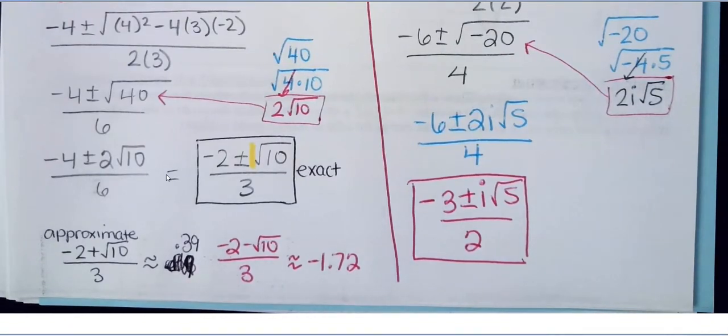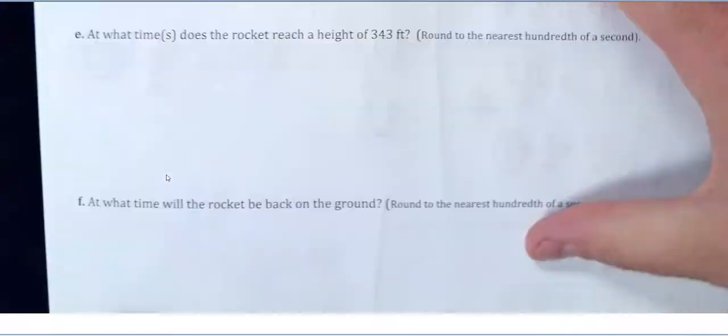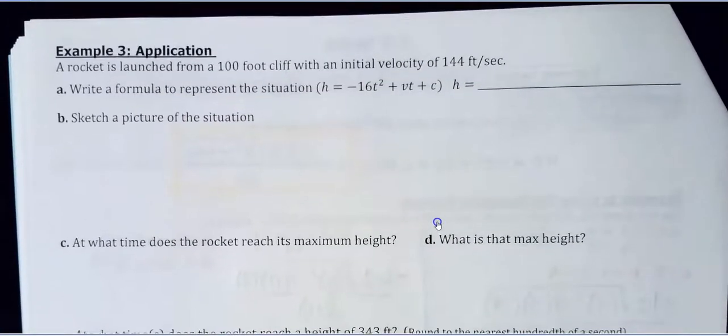Is anybody having a question? Yes, word problem. Okay. My favorite. So I do have a teeny tiny bit of review involved with this.